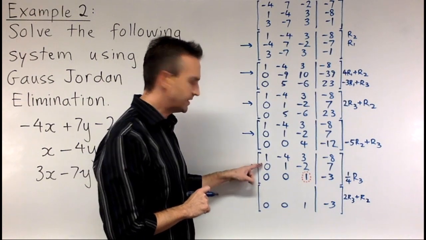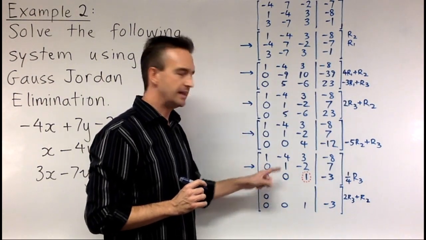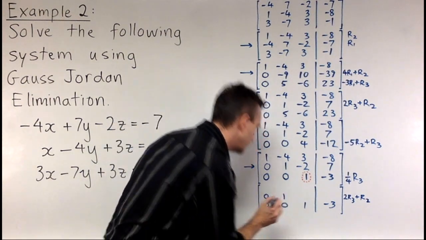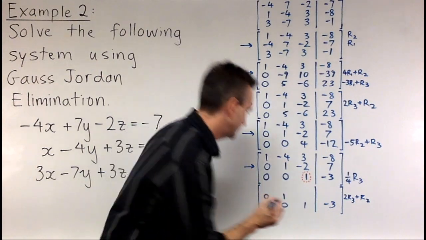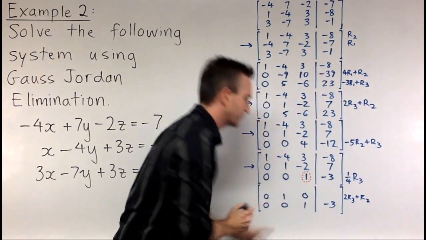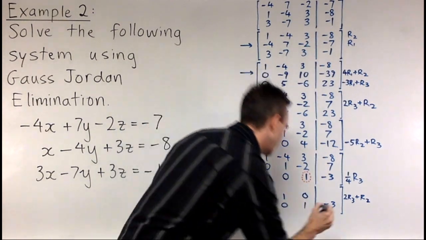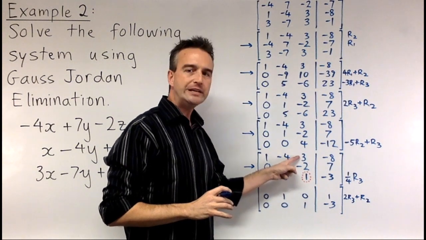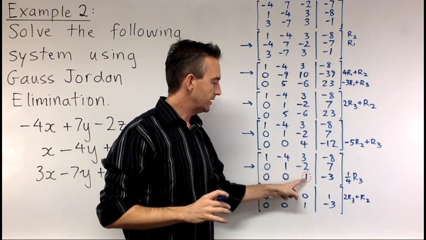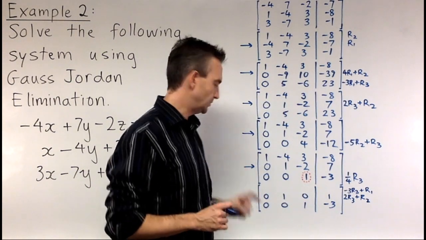2 times that plus that, 0. 2 times that plus that, 1. 2 times that, 2, plus that, 0, which is what we wanted. 2 times that, -6, plus that gives 1. We now want to turn this 3 into a 0. So now let's multiply this by -3 and add it to the first row. Like that, let's do it.